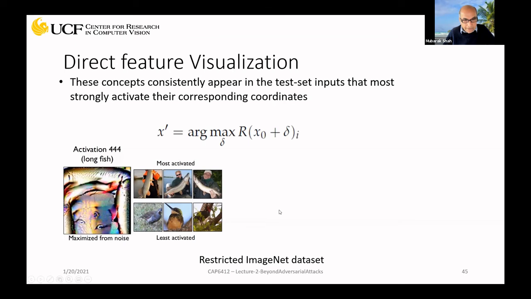Okay. So again, we start with x0, we add a delta, and we find out what delta we want to add so that this representation gives the maximum activation. We have to select which feature we want, because there are lots of features.